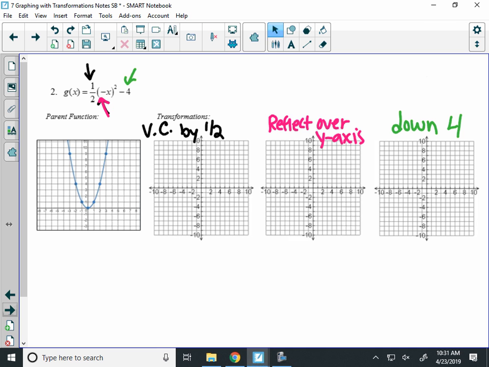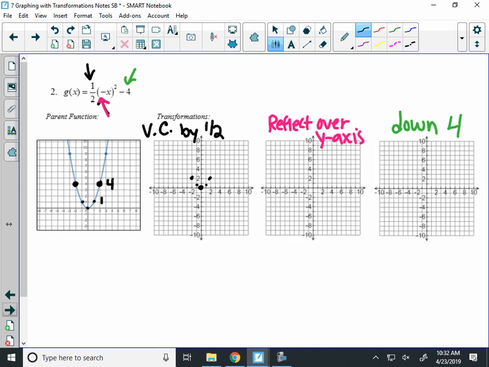So let's start with the vertical compression by 1/2. The vertical compression takes all the y values and multiplies them by 1/2. It never changes the origin, so that point's always the same. Now the first y values on my first points are at 1. Half of 1 is 1/2. So your x's stay the same. You still go out 1, but only up 1/2. These next points on my graph, the y value is at 4, and half of 4 is 2. So you'll plot the point 2, 2.